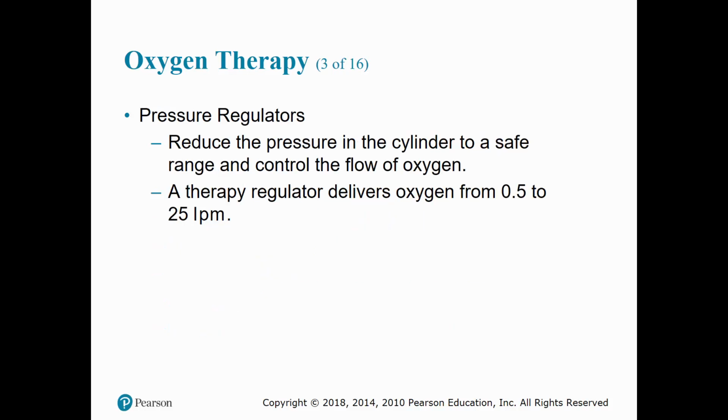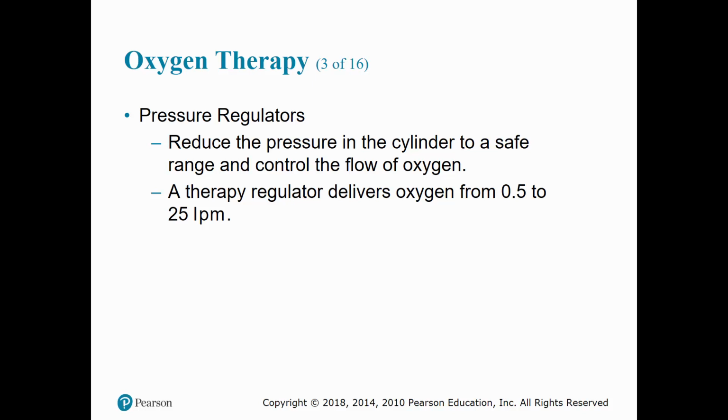There are two types of regulators that may be attached to an oxygen cylinder: a high pressure regulator and therapy regulators. The high pressure regulator can provide 50 psi to power a flow restricted, oxygen powered ventilation device. It has only one gauge, which registers the cylinder contents, and a threaded outlet.